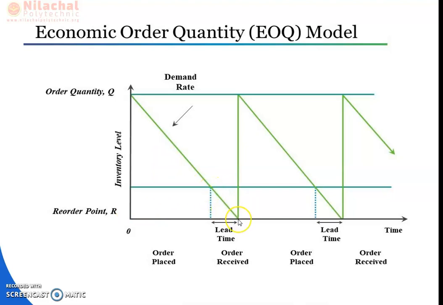Again, after receiving the ordered amount, the stock increases to the maximum. Then consumption starts, the demand rate starts, and again it reaches the minimum value. Before the minimum value, again we place an order, again it reaches the maximum, and again the consumption starts. In this way, the EOQ model gives a relation of the quantity to be spent in a period of time. So this is the line suggesting that the consumption rate is constant, and the amount of stock is also constant.